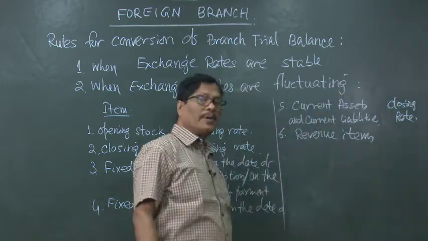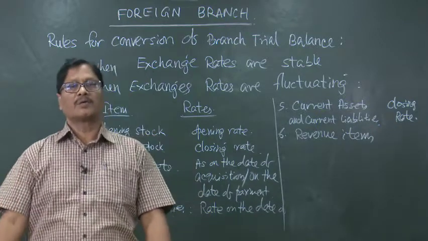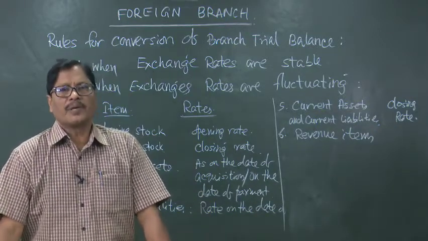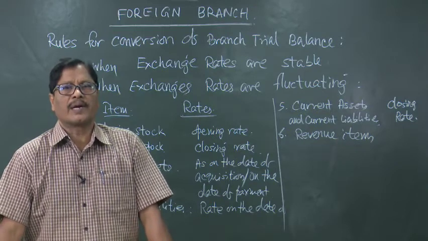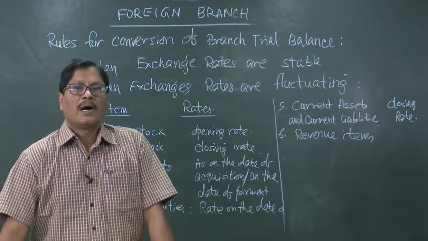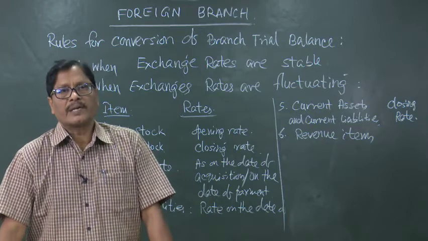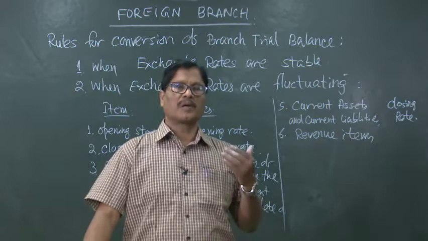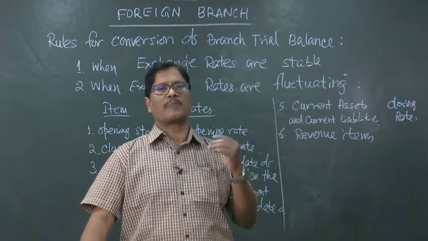When we say revenue items, it includes revenue income and revenue expenditure both. So, all the items of revenue income and revenue expenditure will have to be recorded at an average rate. What is the average rate? Because every week or every month these rates of exchange are fluctuating.